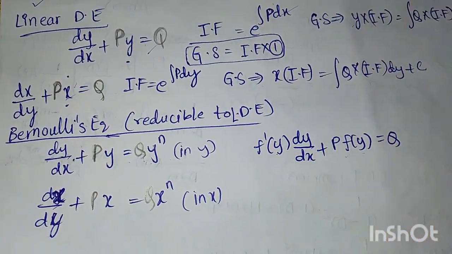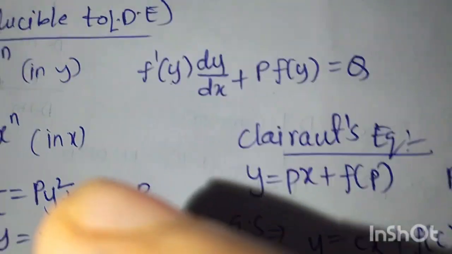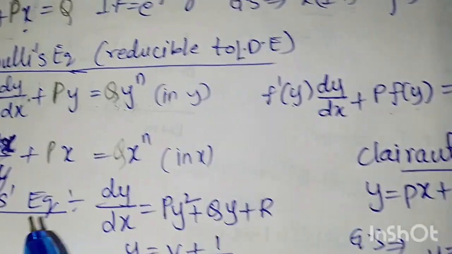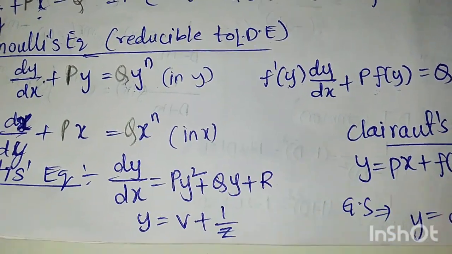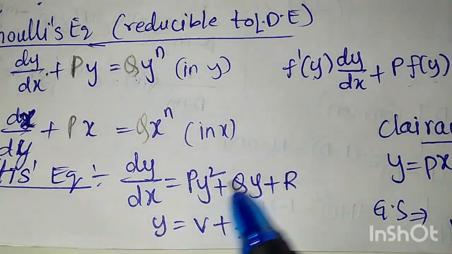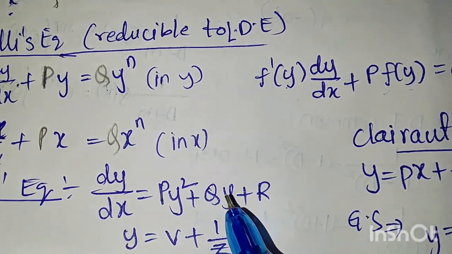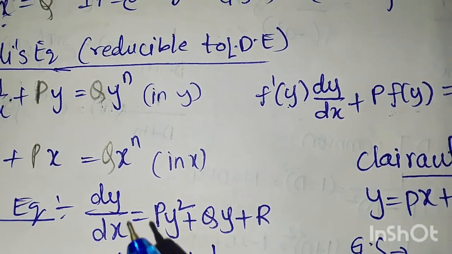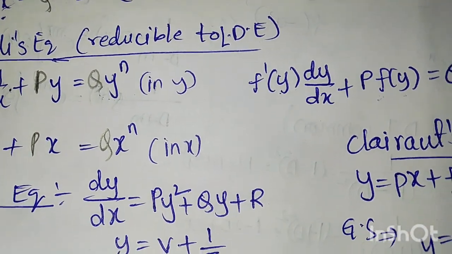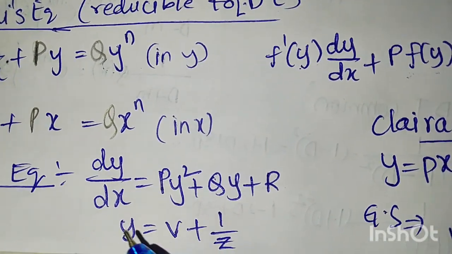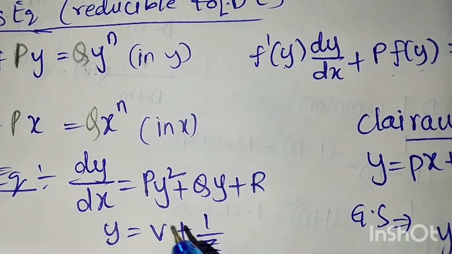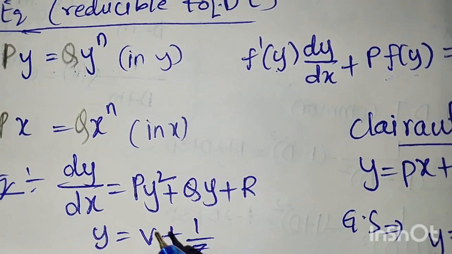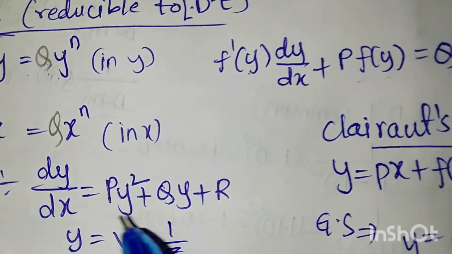So now we will see Riccati's and Clairaut. Very easy, just small topics. So Riccati's equation will look like this. dy by dx is py square plus qy plus r, where p, q and r are functions of x alone. Okay, and how we'll start the answer: y is equal to v plus 1 by z, and here v is already given in the question, a known solution. Okay, v is a function of x, already given in the question.